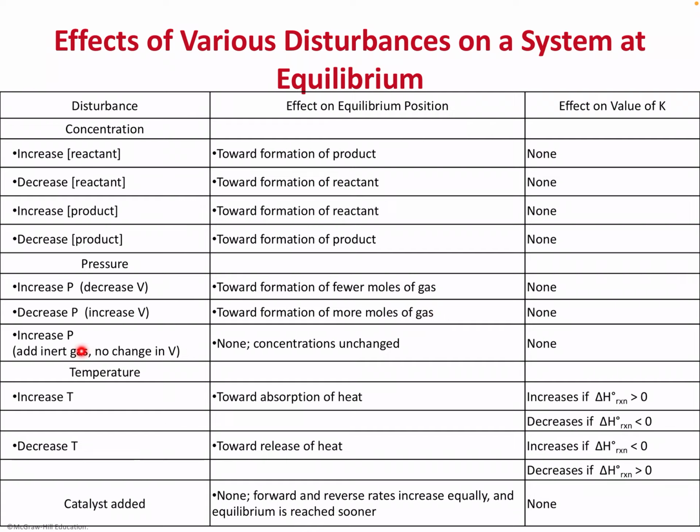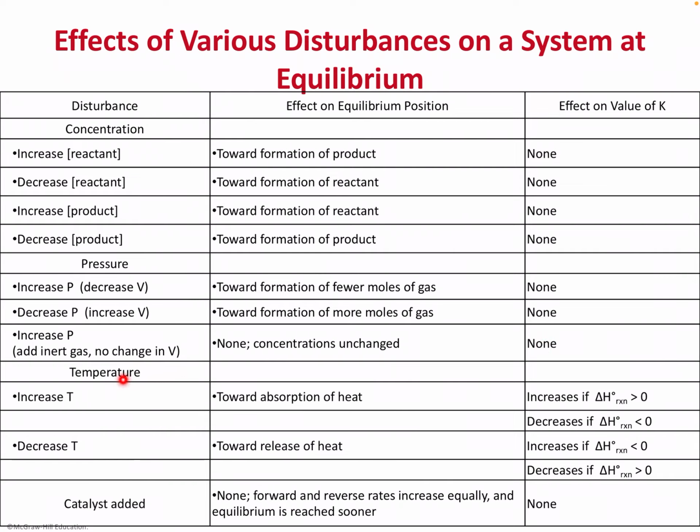And then the increased pressure by adding inert gas. You increase the pressure by adding inert gas, but you don't change the volume. Remember, we talked about how inert gas doesn't have any effect on the equilibrium. Nothing will happen, concentration doesn't change, and again no effect on the equilibrium constant.